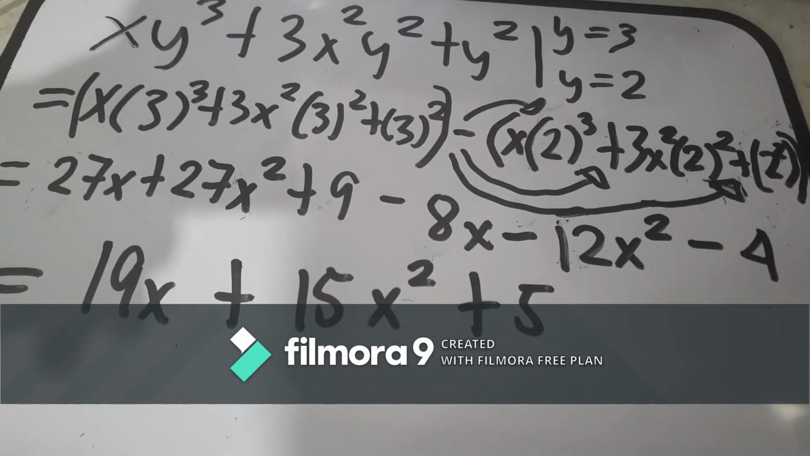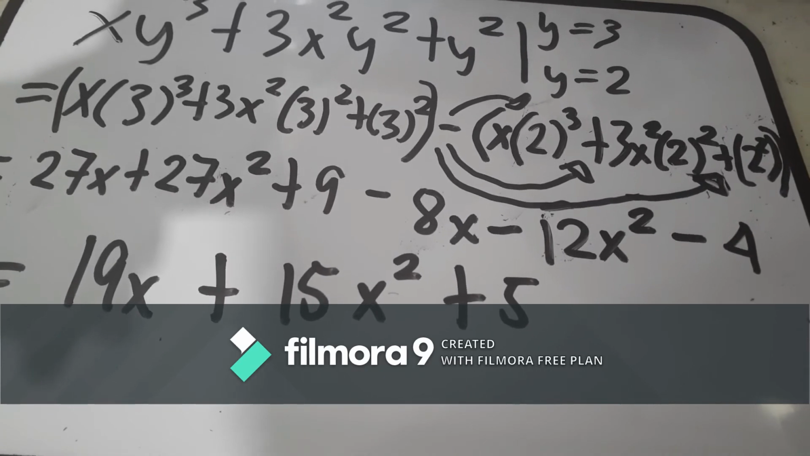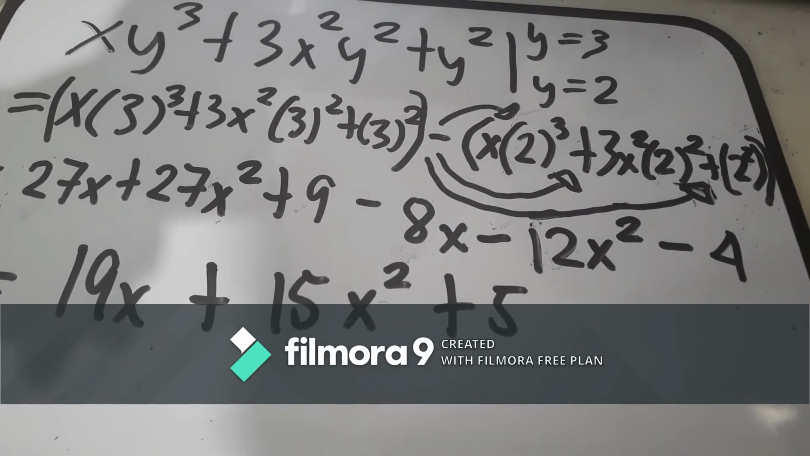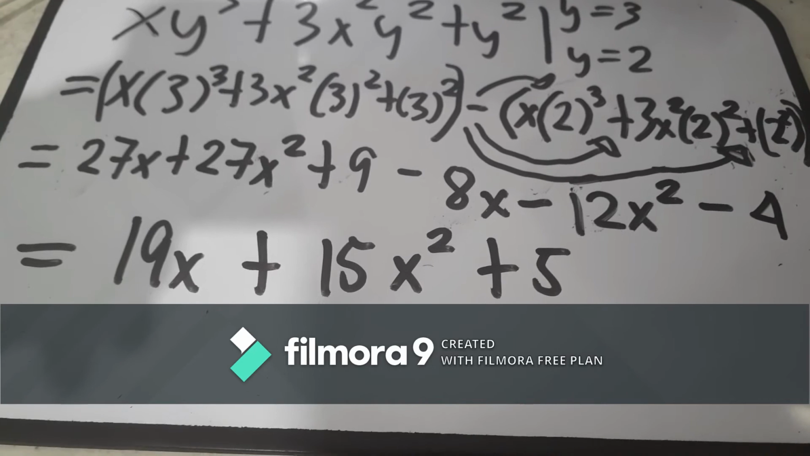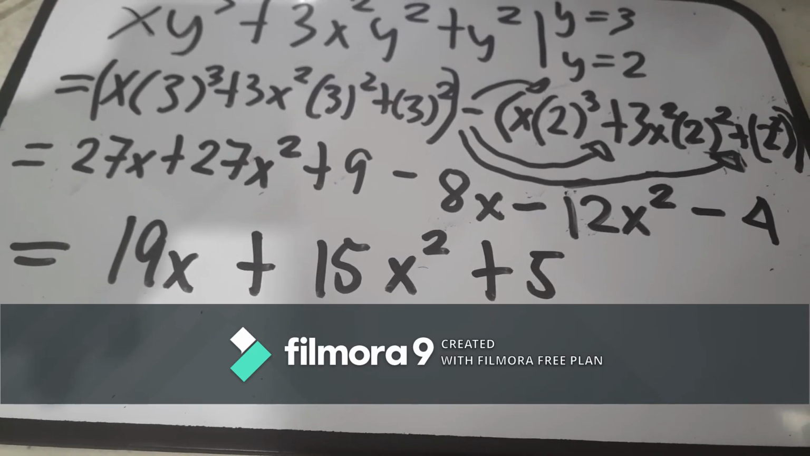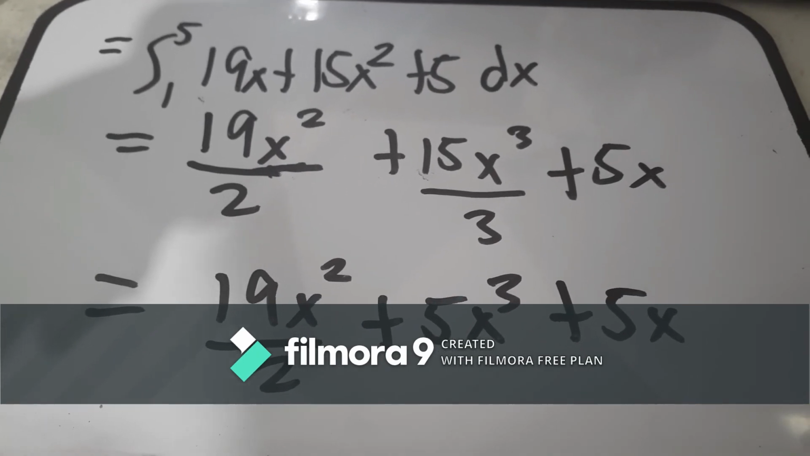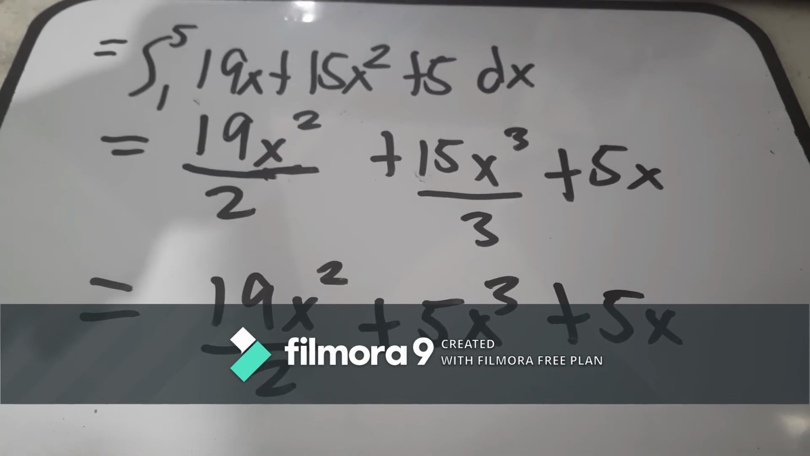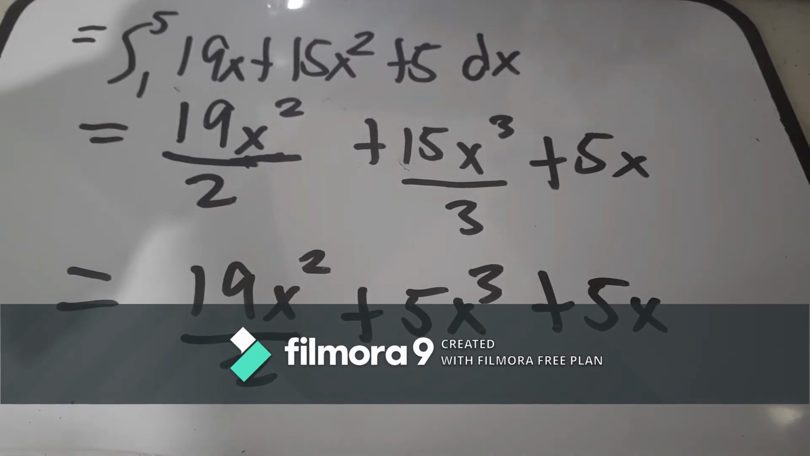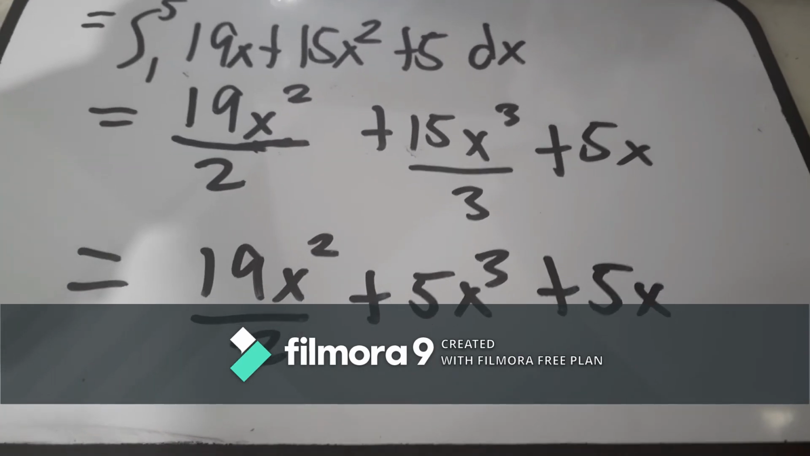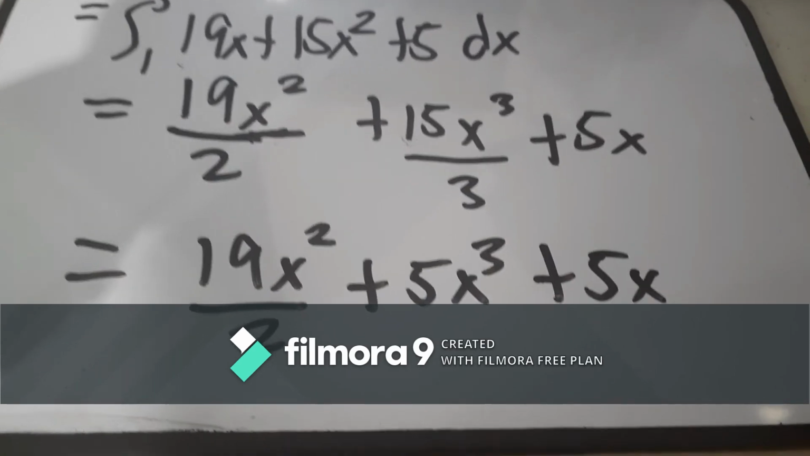And now you will have 27x plus 27x squared plus 9 minus 8x minus 12x squared minus 4. If you add the like terms, you will have 19x plus 15x squared plus 5. And now we need to integrate this expression with respect to x. That's why we have 19x squared over 2 plus 15x to the third power over 3 plus 5x. It will become 19x squared over 2 plus 5x to the third power plus 5x.